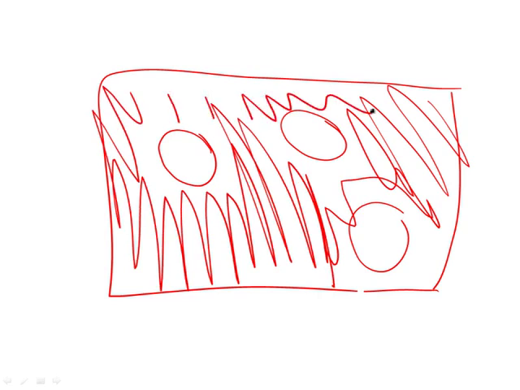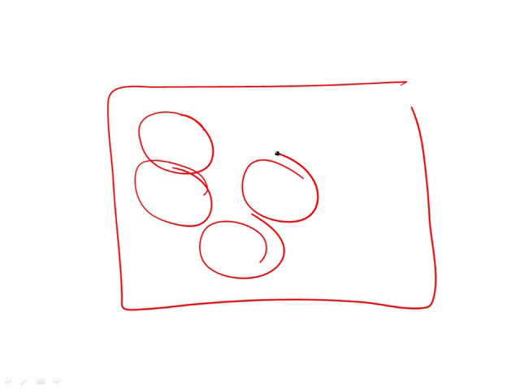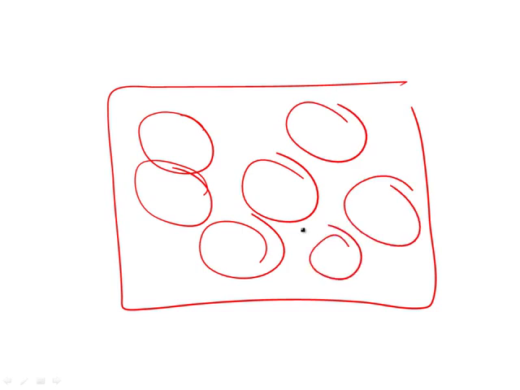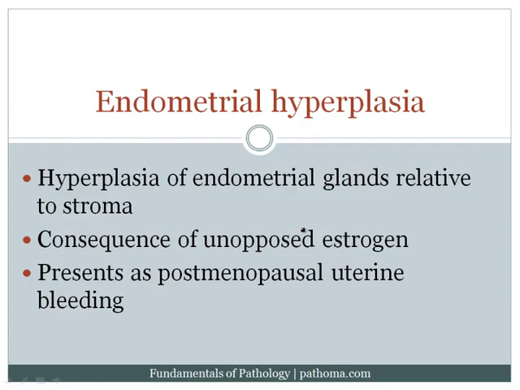And so normally you see a certain number of glands, and then you see the endometrial stroma associated with those glands. What happens in endometrial hyperplasia is the following. You're going to have a slide, for example, which is just showing you the relationship of the glands to the stroma, and instead of having glands and stroma equally spaced out, you start getting a lot of glands relative to the stroma. And that is what defines endometrial hyperplasia. And that's why I say in your book here that it is a hyperplasia of the endometrial glands relative to the stroma.